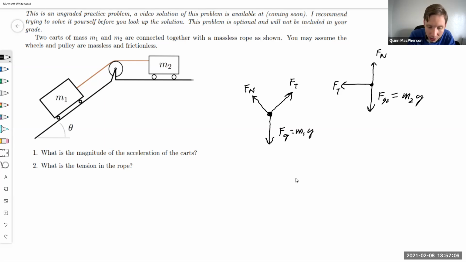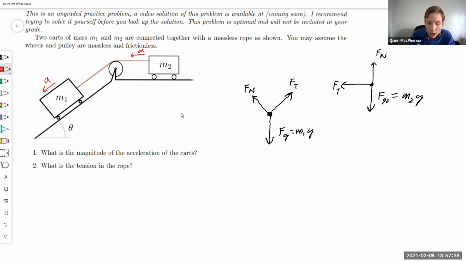So this thing is going to accelerate. I'm going to draw the acceleration in red. This cart is going to accelerate that direction, and naturally this cart is going to accelerate that direction. They're going to have the same acceleration. They're connected together by a rope. If one moves, the other moves. So they have the same magnitude of acceleration. The direction is different, but I'm just going to worry about the magnitude. Since the magnitude is the same for both of them, I'm just going to call that magnitude A, whether it applies to 1 or 2.